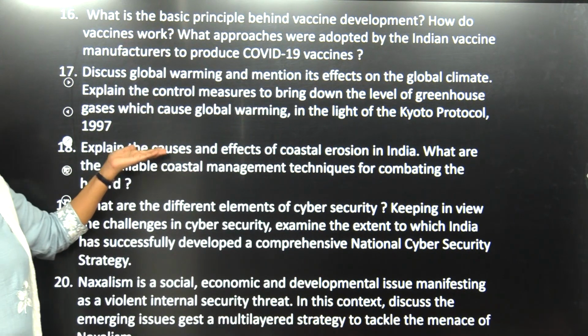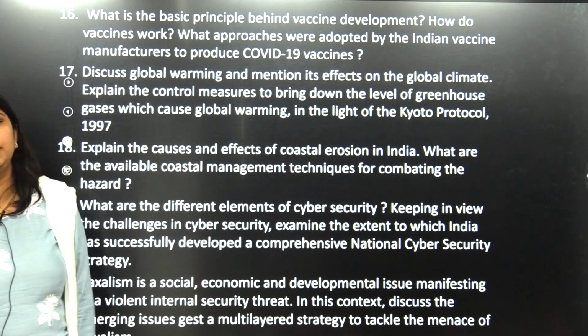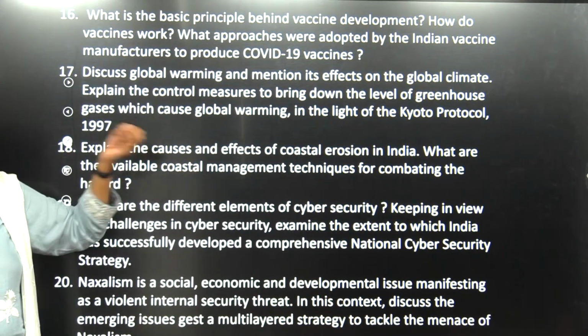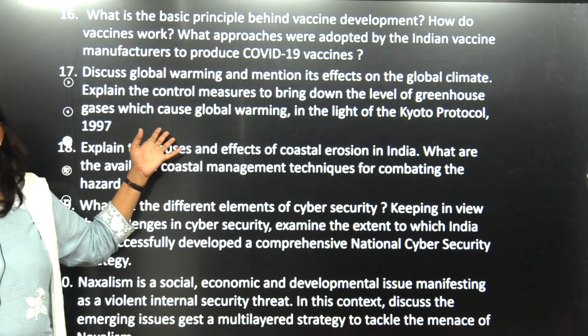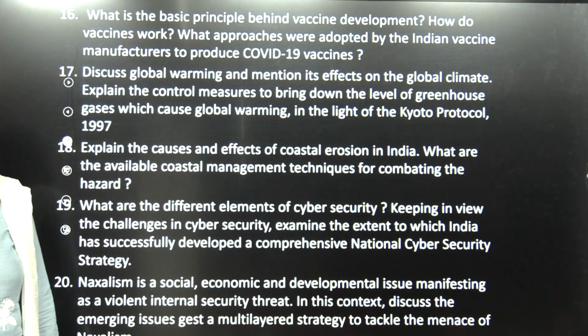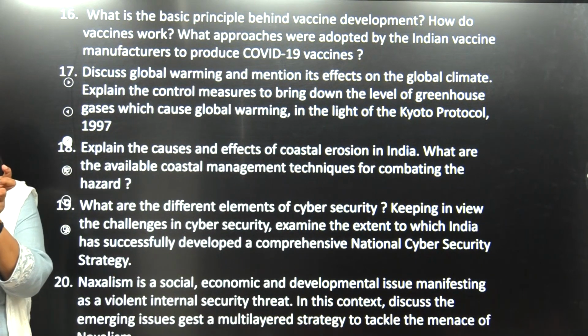So, explain the causes and effects of coastal erosion in India, disaster management. What are the reasons? Even a 10th class student can write about this coastal erosion. But what change do you have to provide? Quantitative and qualitative examples and case studies. In one word, in one sentence.